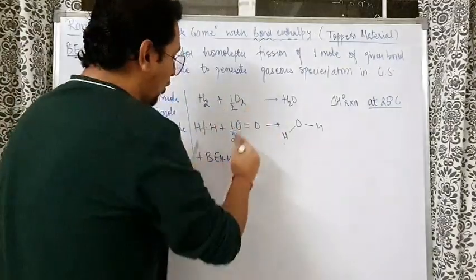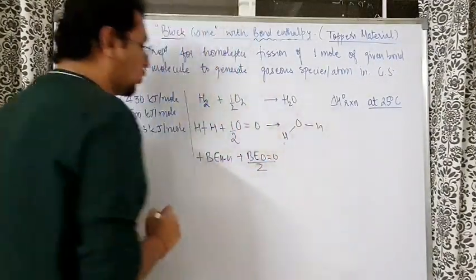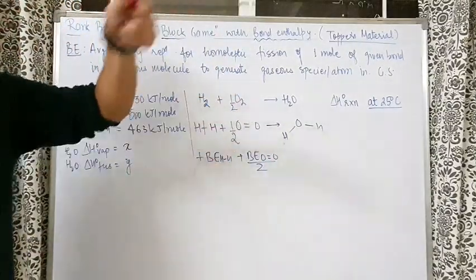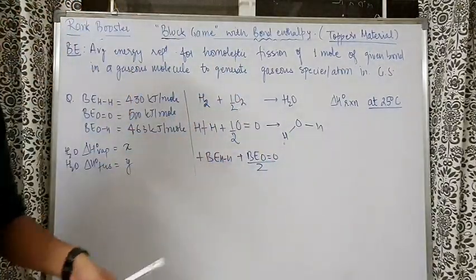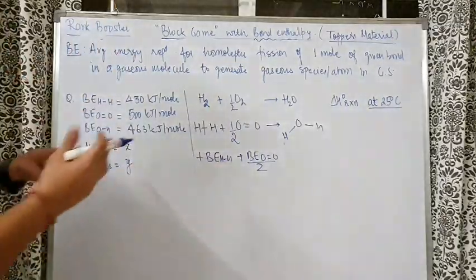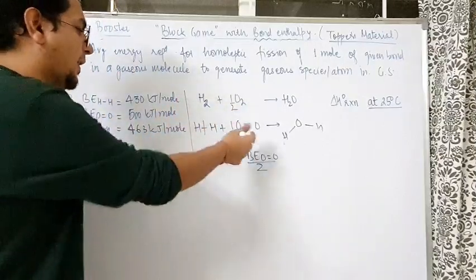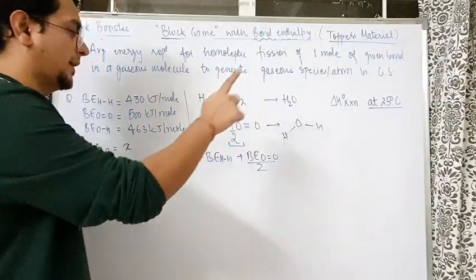Energy required to break the O double bond O, so plus bond enthalpy of O double bond O, but divided by 2. Why? Sir, only half the bond has to be broken. Half mole of the bond has to be broken, that means 3.011 × 10^23 bonds have to break. That's why the half energy, because half is the stoichiometry.